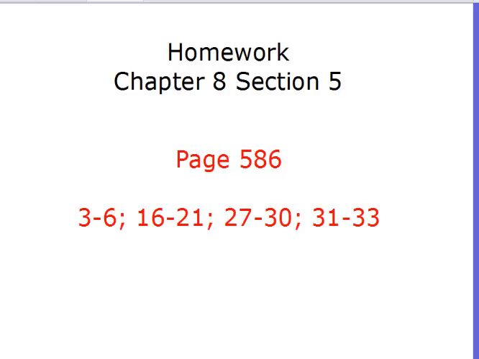Okay? So take a look at these, especially the 3 through 6 and the 16 through 21. You should be able to get a lot of those done, right? So if you have questions on those tomorrow, those will be a good place to start. Then I'll go through a couple, 27 through 30, and one more, 31 through 33, and then you'll get the rest of the hour to work. Okay, everybody clear with that? Yes, no?